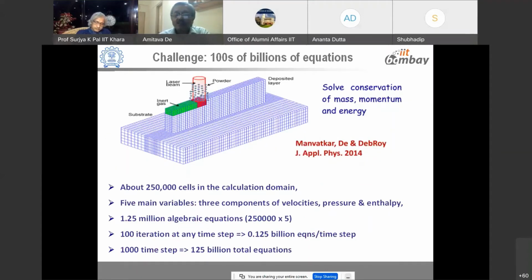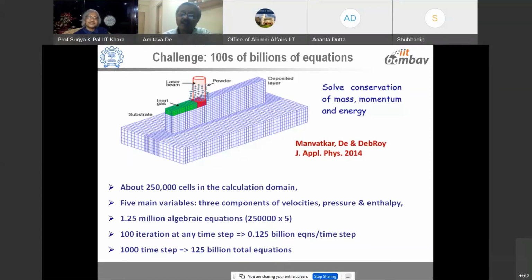Going further, to give a little idea of what I am talking of, for example, think of a simple laser-based directed energy deposition process, which was worked on by one of our PhD students, who is now a very prolific researcher in her own domain. She had worked with this, and we have realized that there would be this kind of situation.